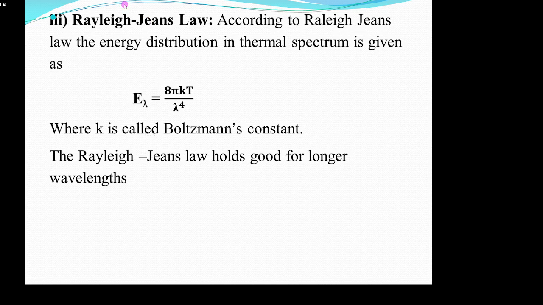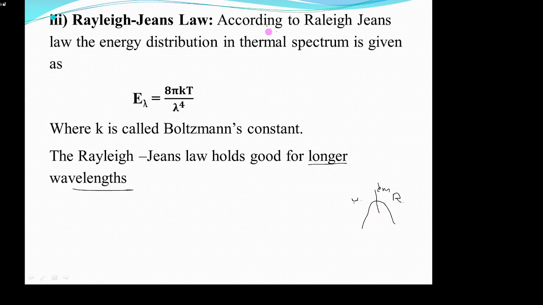Next, we move to Rayleigh-Jeans law. Rayleigh-Jeans law holds good for longer wavelengths. In this graph, it explains beyond lambda m. Below the peak wavelength lambda m is explained by Wien's law, and above lambda m is explained by Rayleigh-Jeans law.